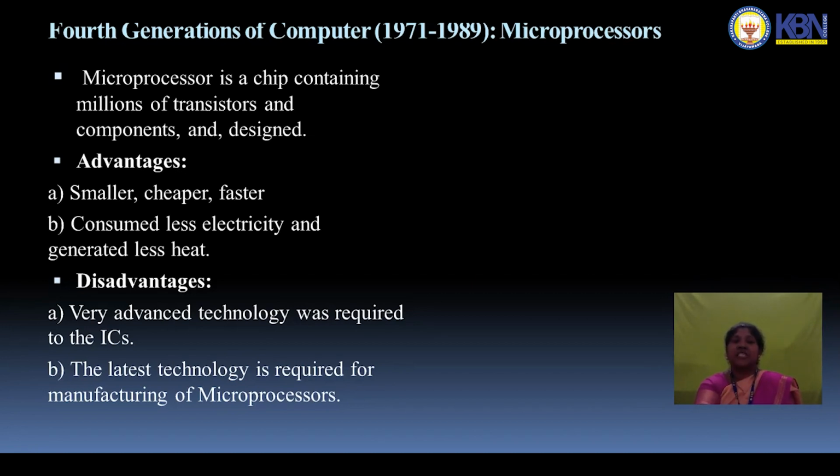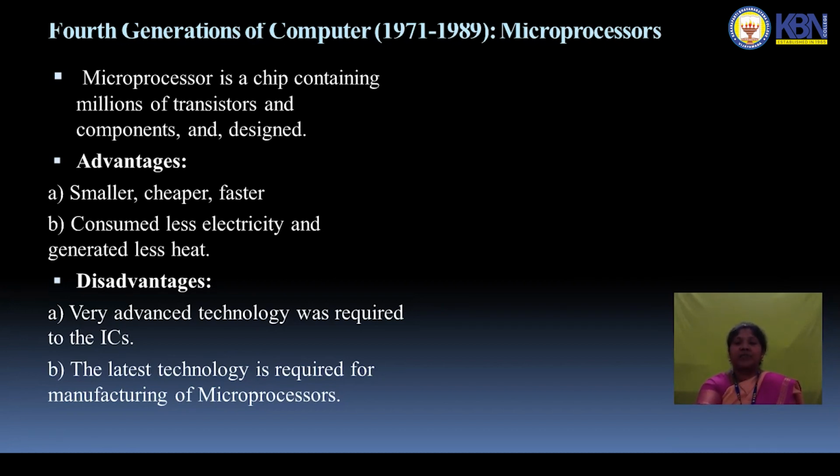See, we have some disadvantages. Some disadvantages are that very advanced technology was required to make the microprocessor ICs. Then after, the latest technology is required for manufacturing a microprocessor. So we need advanced technologies to make these microprocessors. This is the basic complexity for us.